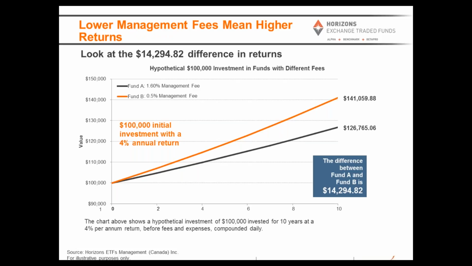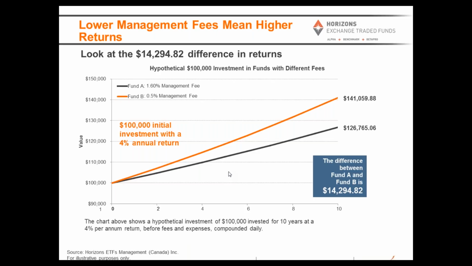So I want to touch on fees briefly. I already have talked about fees, how important they are, but this is a way to graphically illustrate that for you. The chart here that we've put together shows a hypothetical investment of $100,000 invested for 10 years at a 4% per annum return, which I think we'd all love to say we'd take automatically in fixed income right now, before fees and expenses compounded daily.